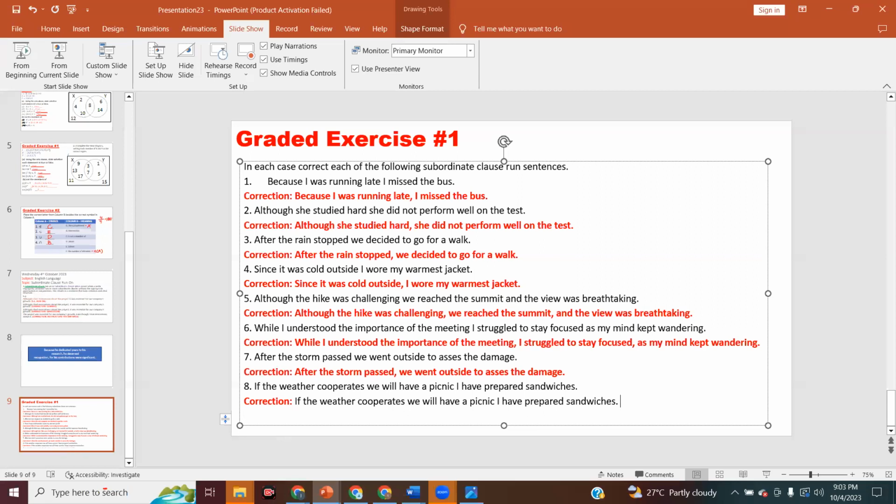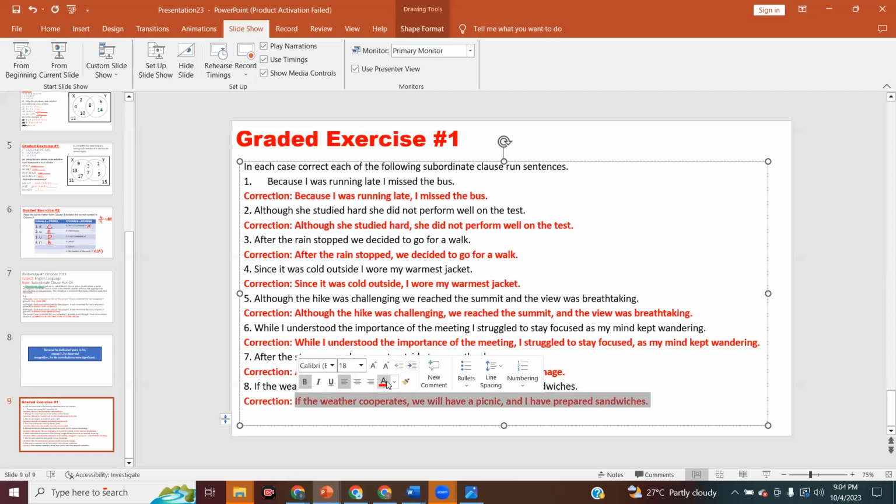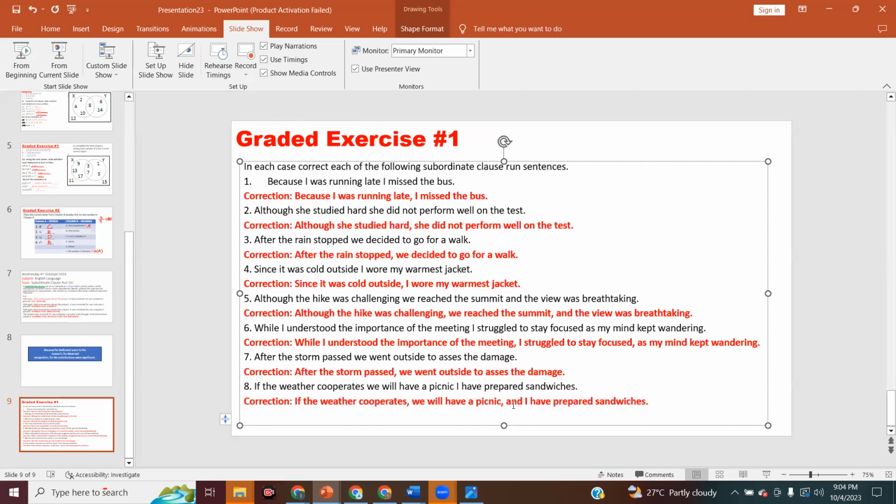The correct version is that if the weather cooperates, comma, we will have a picnic, comma, and I have prepared sandwiches. You have to put the and there because those two are independent clauses. You have to put the and there as a coordinating conjunction. So if the weather cooperates, comma, we will have a picnic, comma, and I have prepared sandwiches.